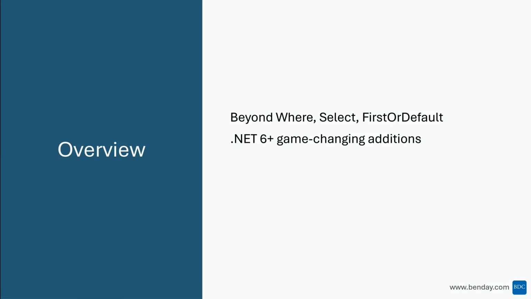When .NET 6 dropped in 2021, it quietly introduced a suite of new LINQ methods that solve common programming problems we've been working around for years. These aren't just syntactic sugar, they're more performant and cleaner alternatives to hand-rolled solutions.